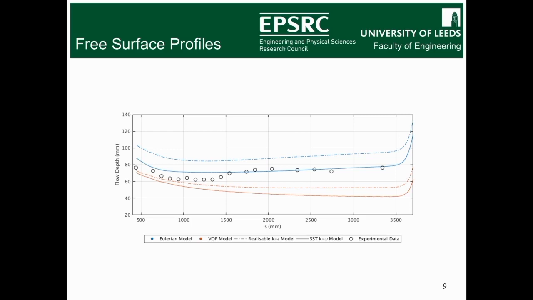But upstream at this point, it slightly overpredicts it, and this is again because it predicts the inception point of air entrainment slightly too far upstream. But downstream of the inception point, it predicts the free surface really well. And the VOF model with the realizable k-epsilon model predicts the free surface reasonably well in the non-aerated region. So I'm quite happy with these results. I've managed to predict the velocities, air volume fractions, and flow depths in the aerated region reasonably well, which is something that hasn't been done before.